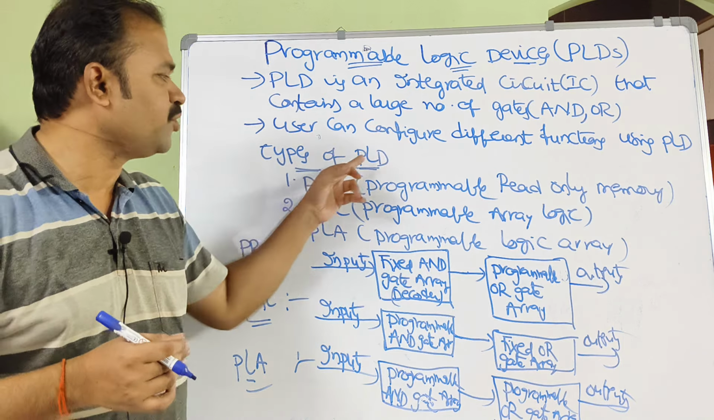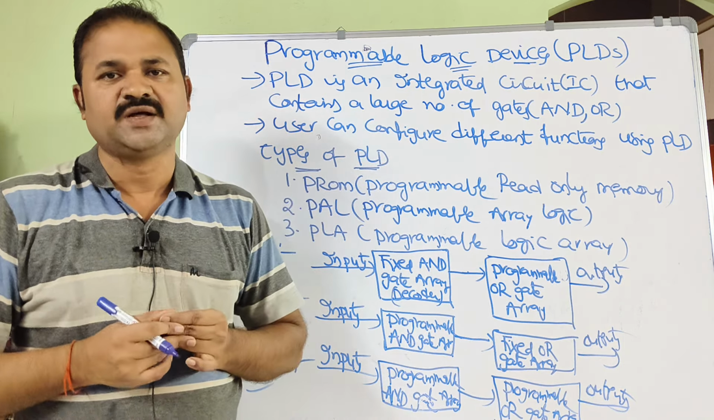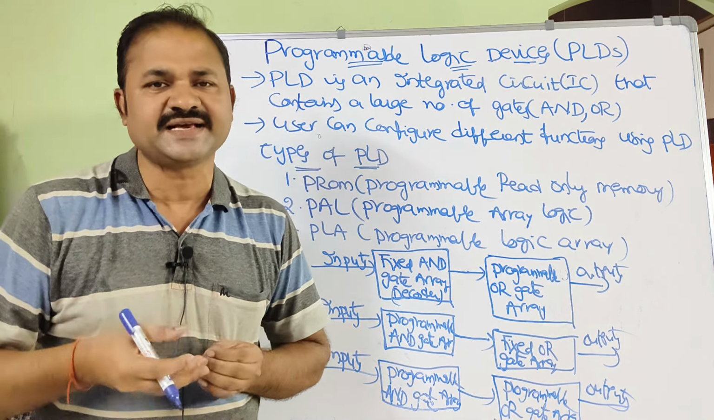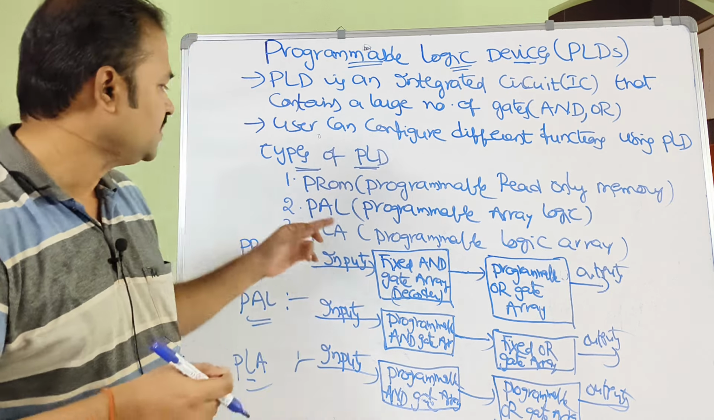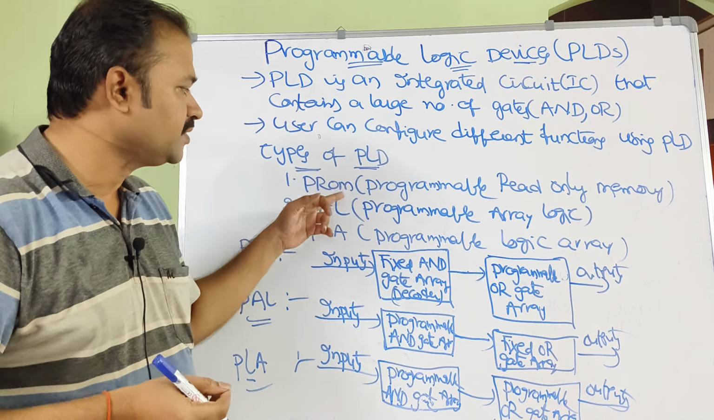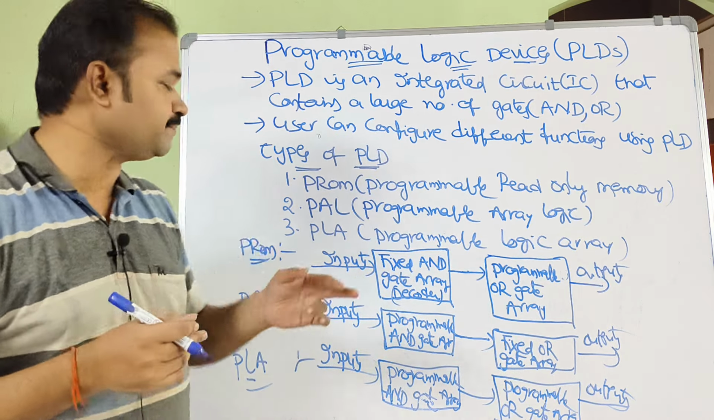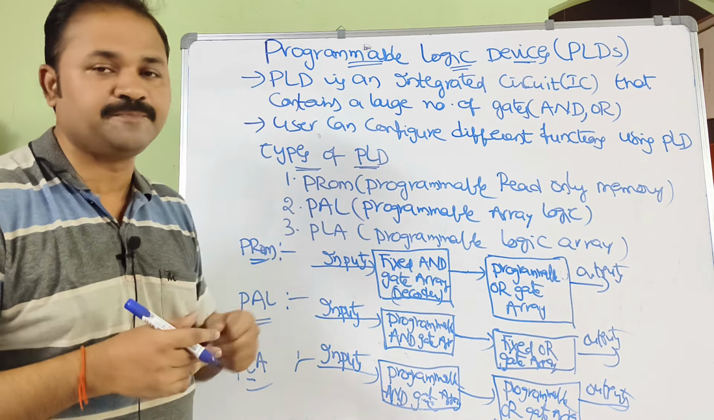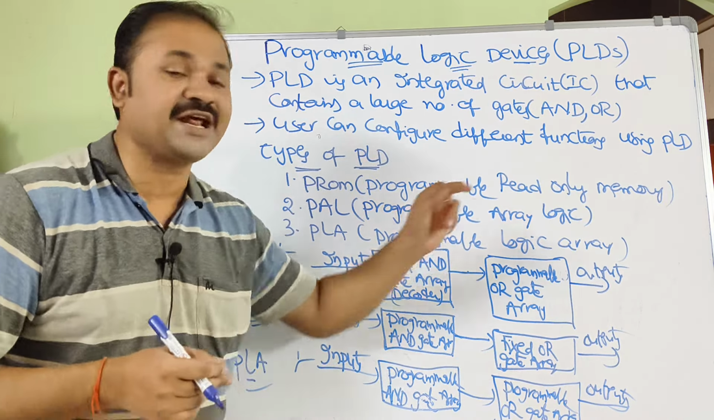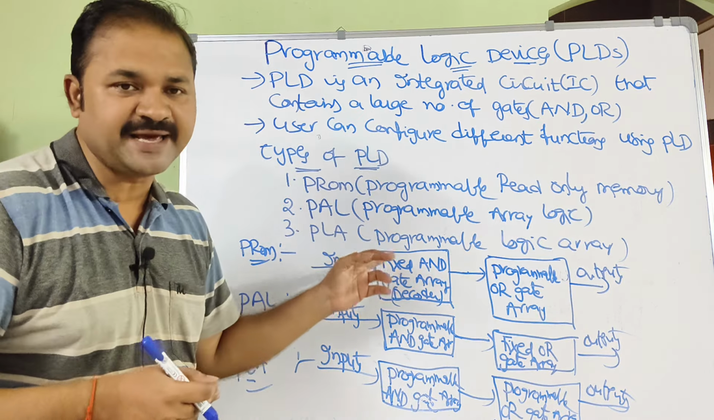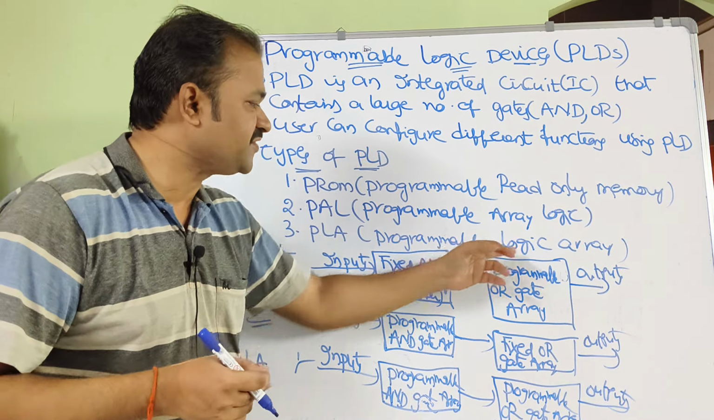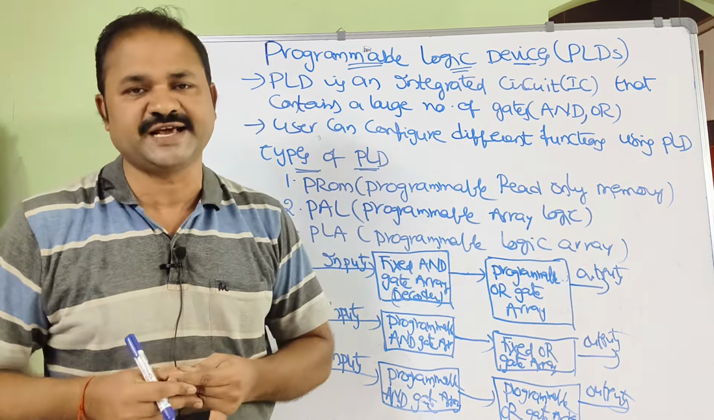Now let us discuss the types of PLD. PLDs are mainly classified into three types. The first one is PROM. PROM stands for Programmable Read-Only Memory. The second one is PAL, Programmable Array Logic. The third one is PLA. PLA stands for Programmable Logic Array.